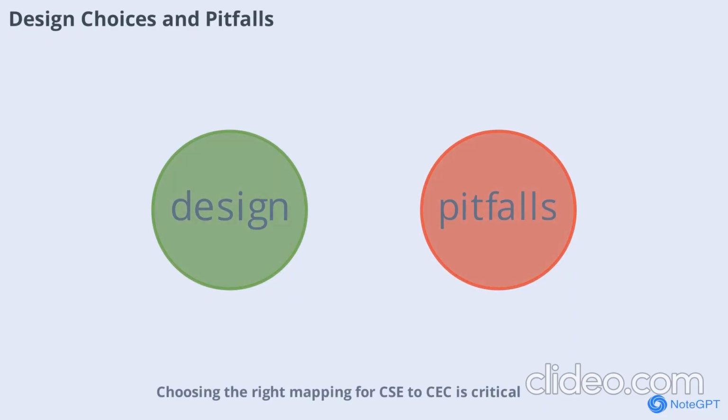Choosing the right mapping for CSE to CEC is critical. Inverse mappings stabilize while sigmoid mappings correct. Local controllers may miss global coordination if not properly coupled. Numerical issues such as division by near zero must be handled carefully. Always validate that your CSE-CEC implementation behaves as intended in both simulations and real-world tests.